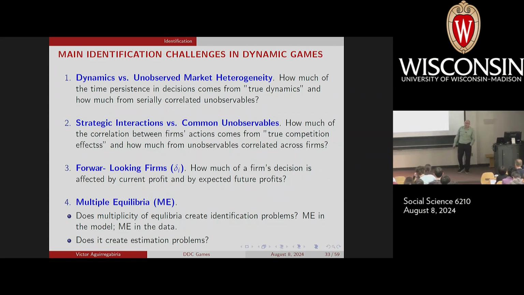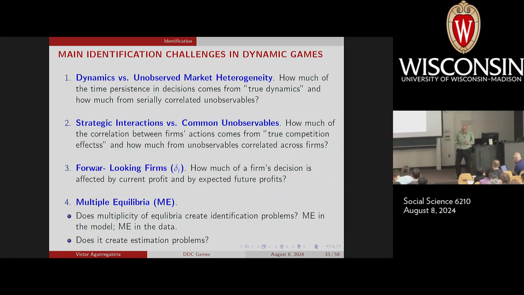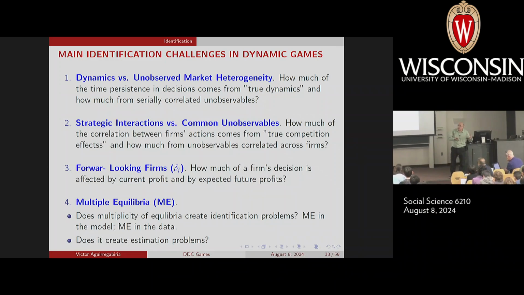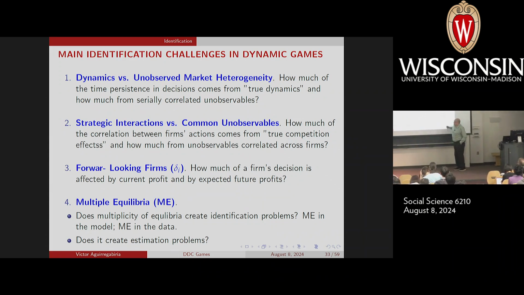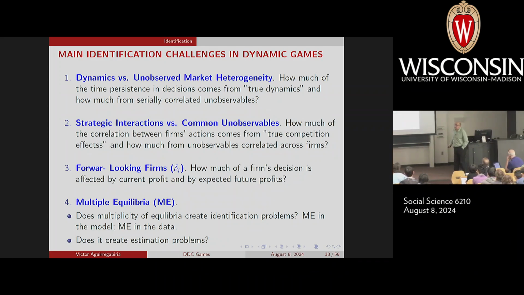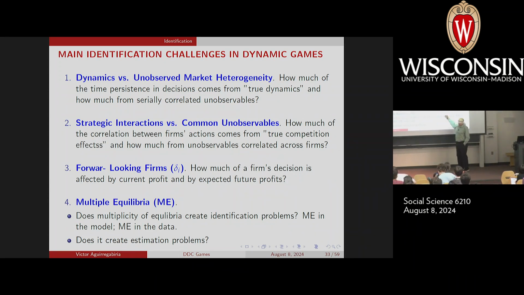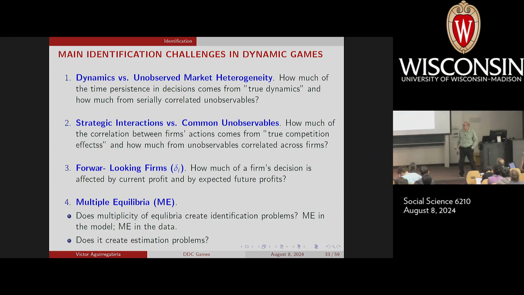Another identification problem is how to distinguish the effect of current profit from forward-looking behavior, from the effect of my expected future profit. Can we identify the degree of myopia of the players? Can we identify these discount factors? Okay? And there is another potential problem, but I'm going to emphasize that this is a problem that makes the estimation much more complicated, but it's never an identification problem, and it's the problem of multiple equilibria, okay?